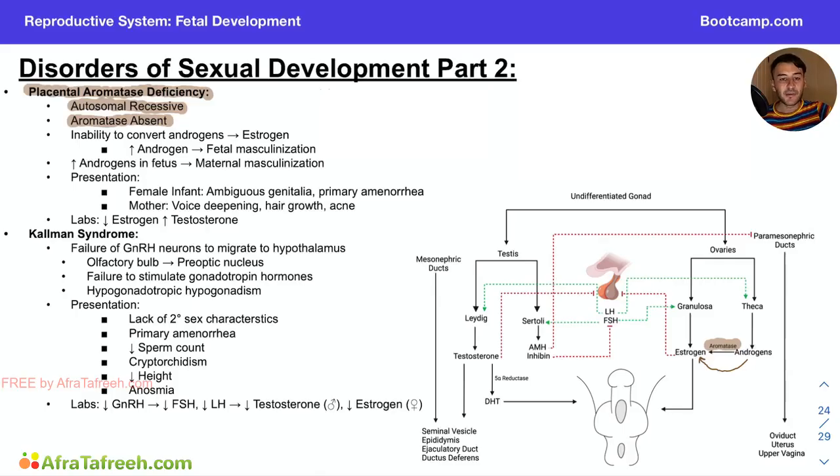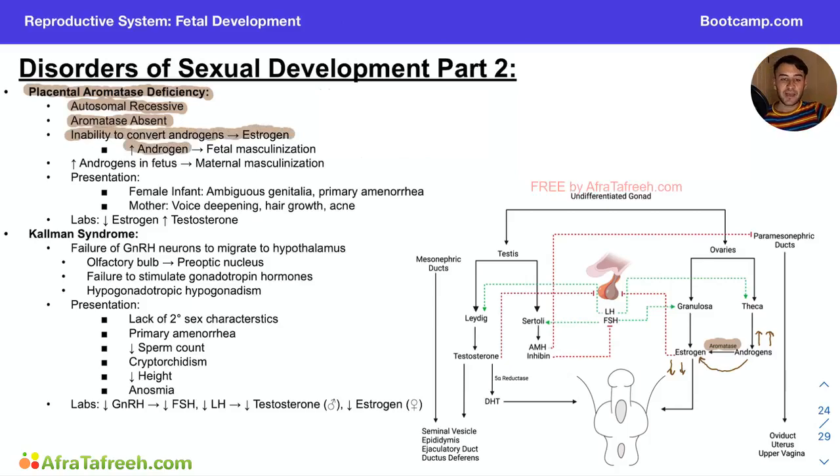However, if this aromatase enzyme is absent, we are going to get increased levels of androgens, and at the same time we will be getting decreased levels of estrogen because there is no androgens being converted to estrogens. They are just all staying as androgens. So that's the basic pathophysiology of what happens here. It's pretty simple right down there in the bottom corner of the diagram. So let's review. It's the inability to convert androgens into estrogens, so we're going to get increased androgens.